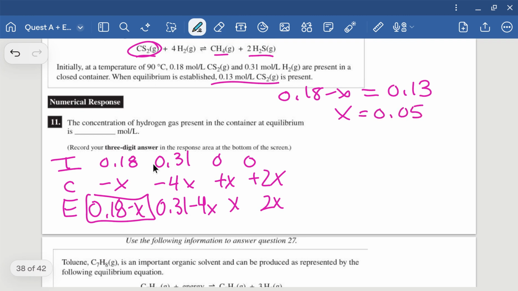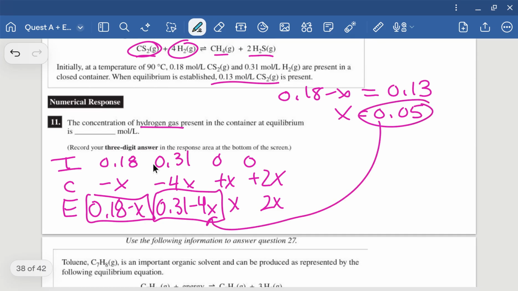And then now it's asking, what is hydrogen going to be at equilibrium? And my hydrogen's equation is here. So I'll take this value, plug it in for x, and find out that hydrogen will be 0.11 at equilibrium.